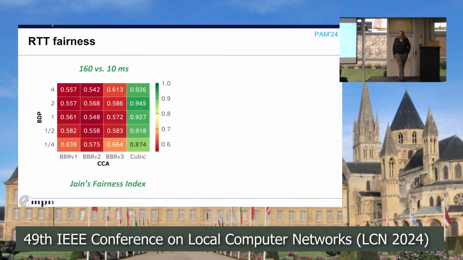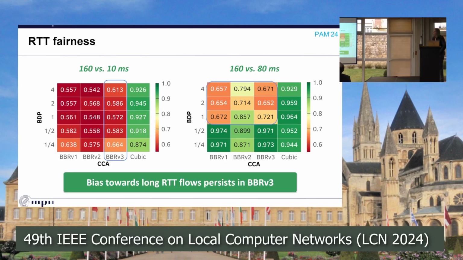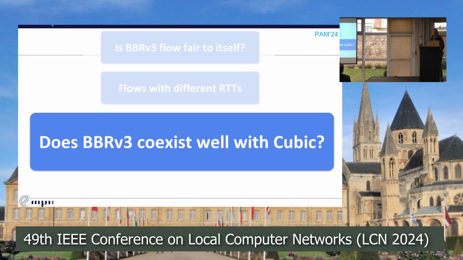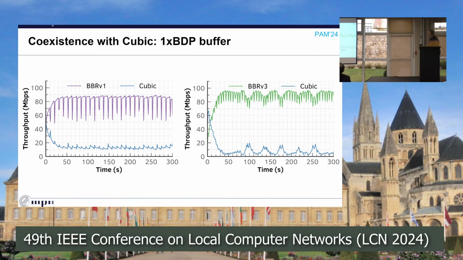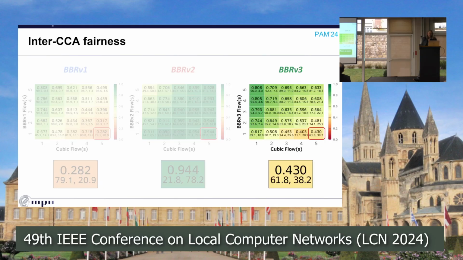Now you can also look at the Jain's Fairness Index. And you can see that BBRv3 didn't really change much depending on what the buffer sizes are. So you basically have on the x-axis over here the different congestion control algorithms and the bandwidth delay product on the y-axis here. You have it for different RTTs. And you see that if the differences between the RTTs are not as drastic, things do improve. But you basically have a bias towards long RTTs here. So does BBRv3 coexist well with Cubic? Well, no, it doesn't. And I don't want to go into all the details here, but if you're interested, you can take a look at the corresponding paper.